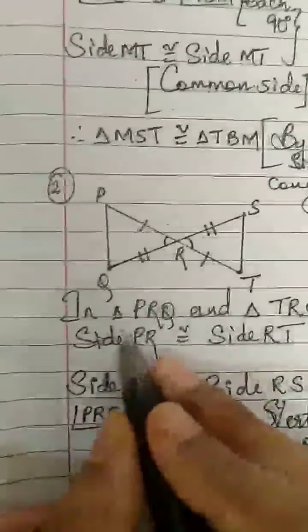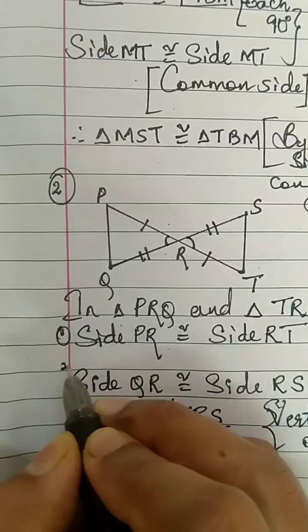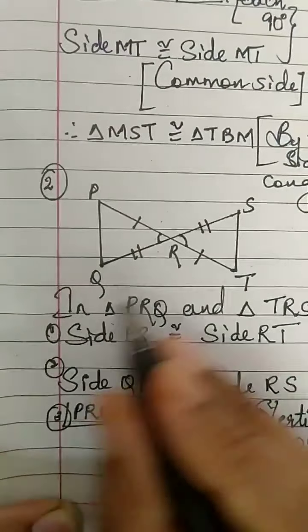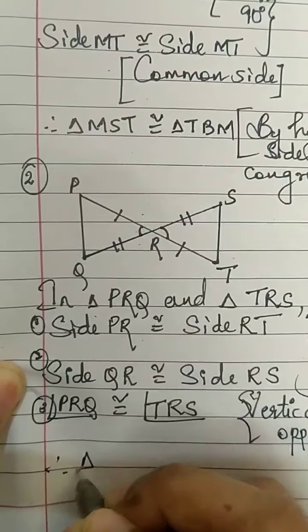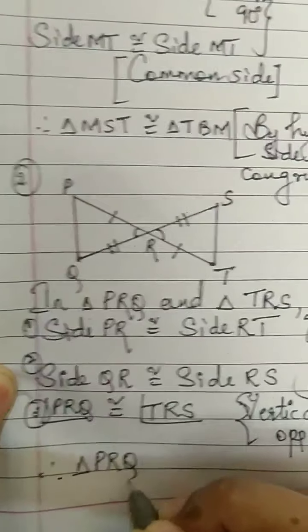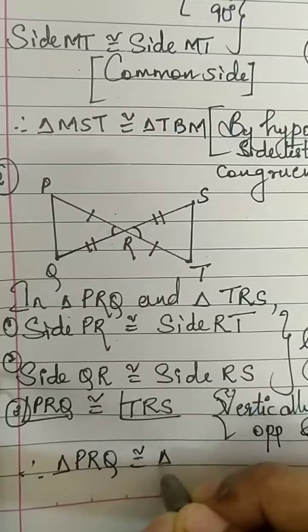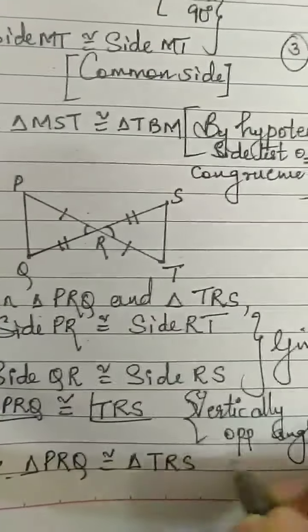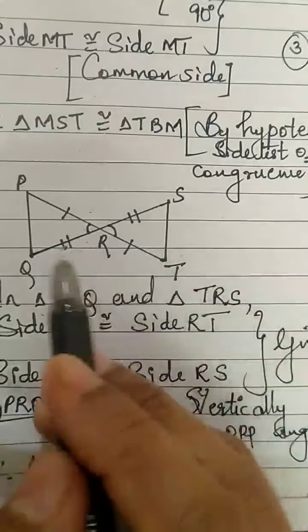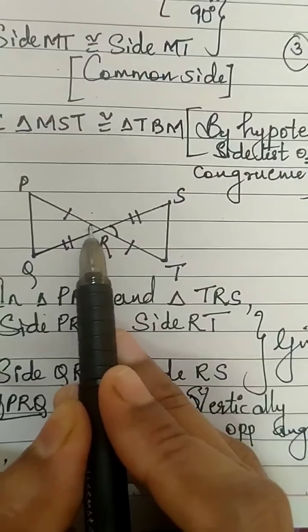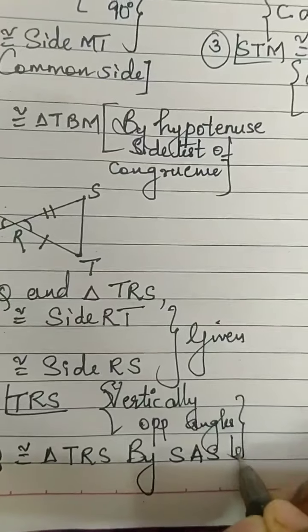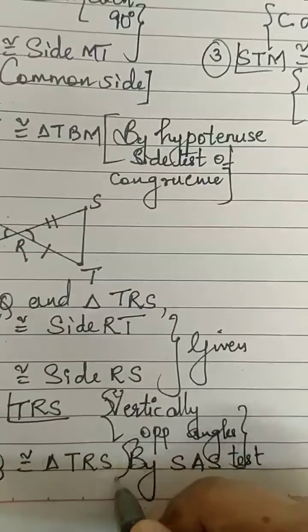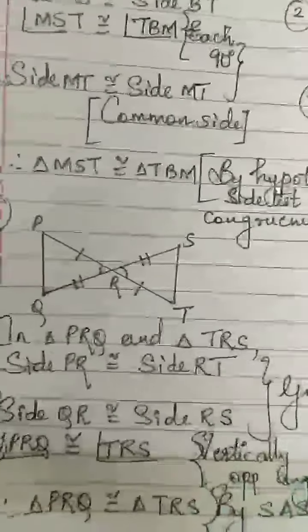So we got three things. Number 1, number 2, number 3. If you are able to prove these 3 parts, therefore, triangle PRQ is congruent to triangle TRS by which test? By SAS test. Side angle side test of congruence. Okay, that you write. Fine.